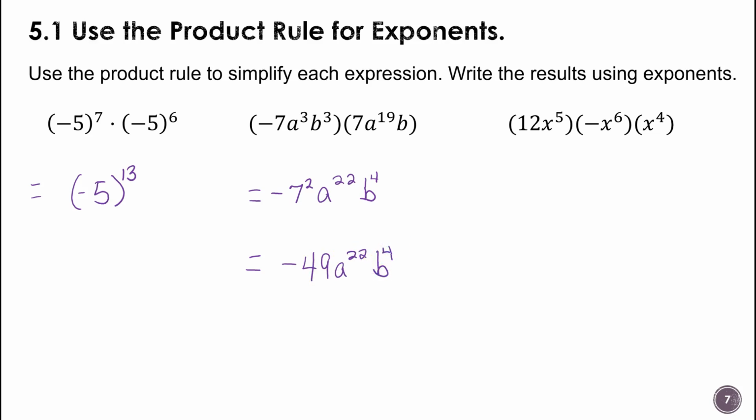All right, on the last one, we just have to leave the 12 because we can't write that with exponents. So it's going to be 12. And then we're multiplying 12 by a negative 1, so it'll be a negative 12. On the x's, we have 3 things. We have 5 plus 6 plus 4, and that equals 15. And notice I just applied the negative to the 12, and that's all we have to do with that one.